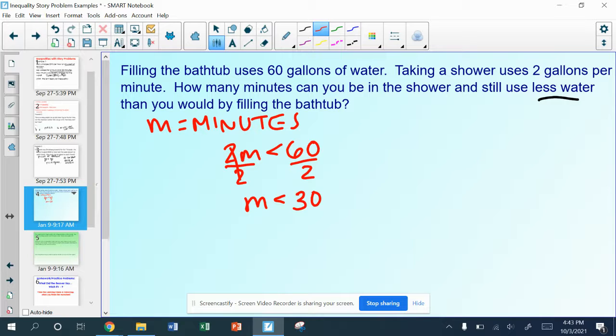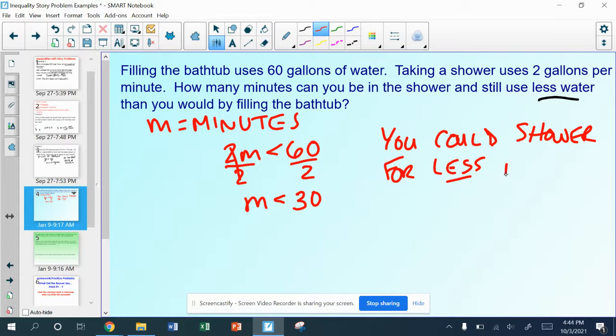Now, I have no doubt some of you could definitely take a 30-minute shower just kind of hanging out in there, but it would still be less water than taking a bath in this case. So, you could shower for less than 30 minutes.